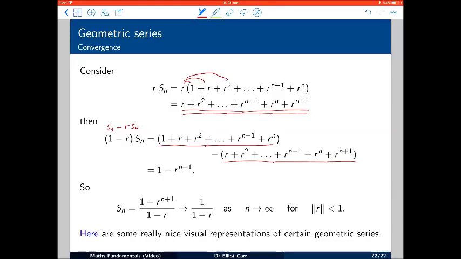If I do that, what I notice is that all the terms cancel except for the first term in Sn and the last term in r Sn. So the r's cancel, the r squareds cancel, all these terms cancel, the r to the n's cancel, and all I'm left with is 1 minus r to the power of n plus 1. Then I can divide through by 1 minus r, and I get my formula for the sum of a geometric series.